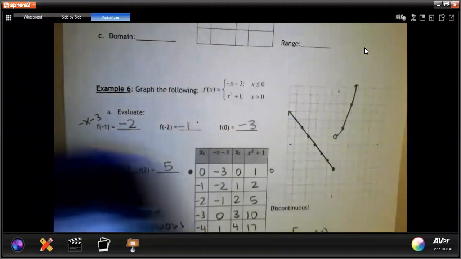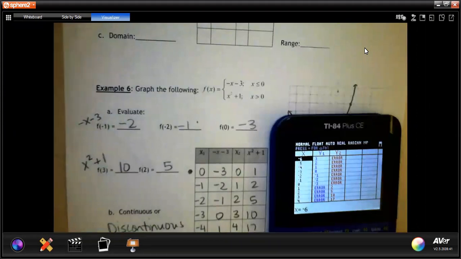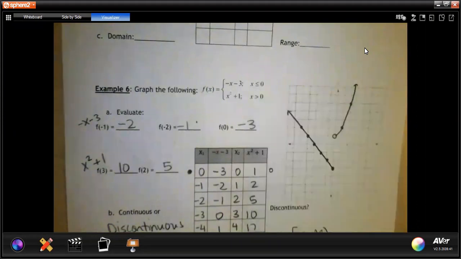If you go to the table now, it also shows you the two tables for the values. So evaluating this is easy using the calculator. But again, you're going to have the calculator on some portions and not on others. So you want to make sure you're able to do it algebraically as well. All right, we are going to try a little bit more.